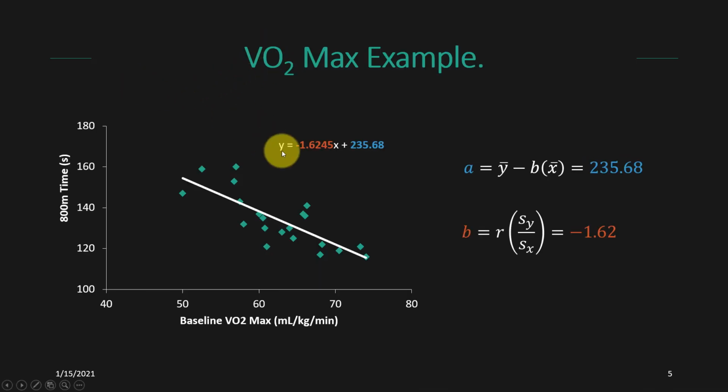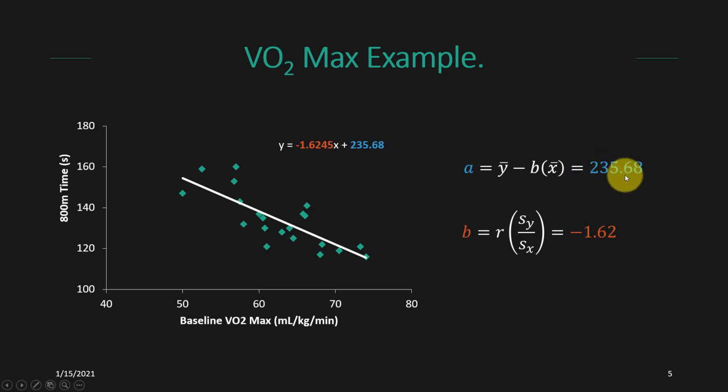So again, using those formulae, I can now calculate exactly what this slope should be and what this intercept should be. And most of the time, we're actually just going to let the computer do this for us, but it's important to understand what this represents, look at these formulae in a little more detail, and do some of these calculations by hand. The intercept here is 235.68.